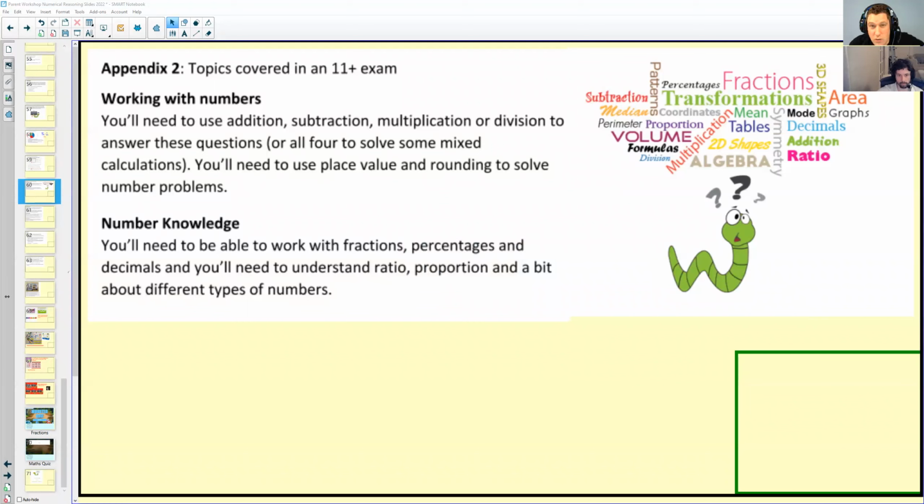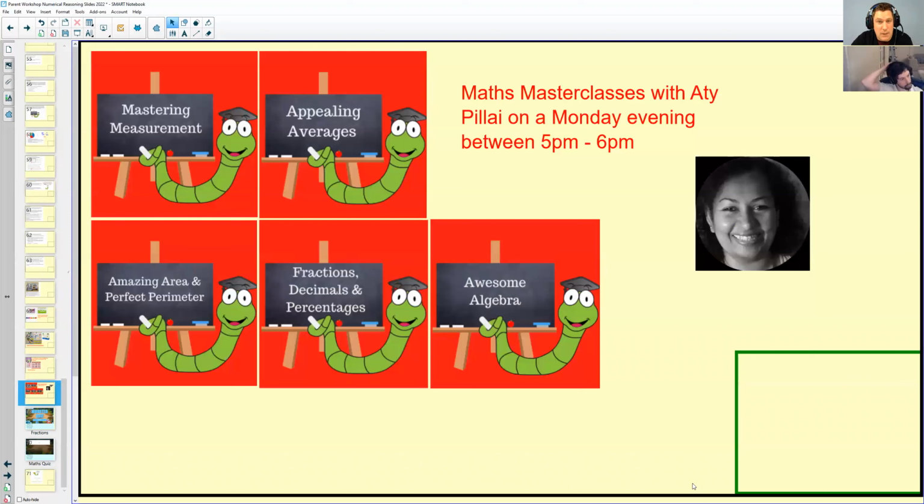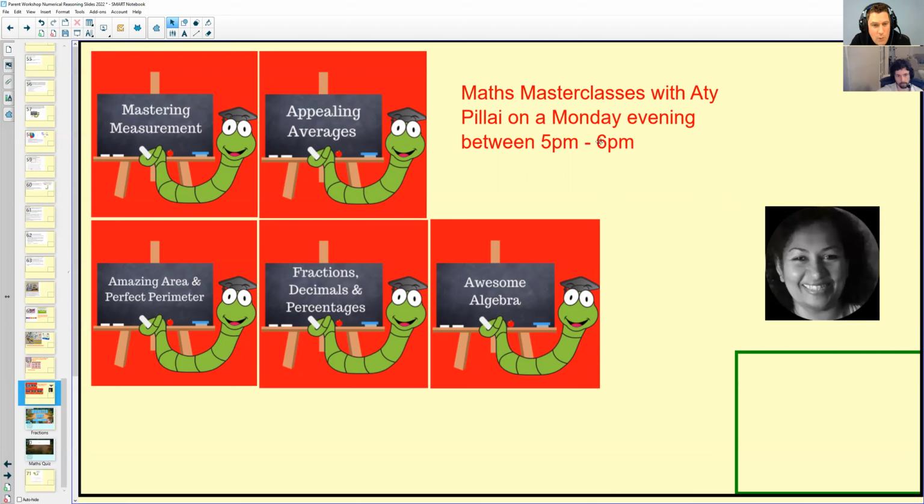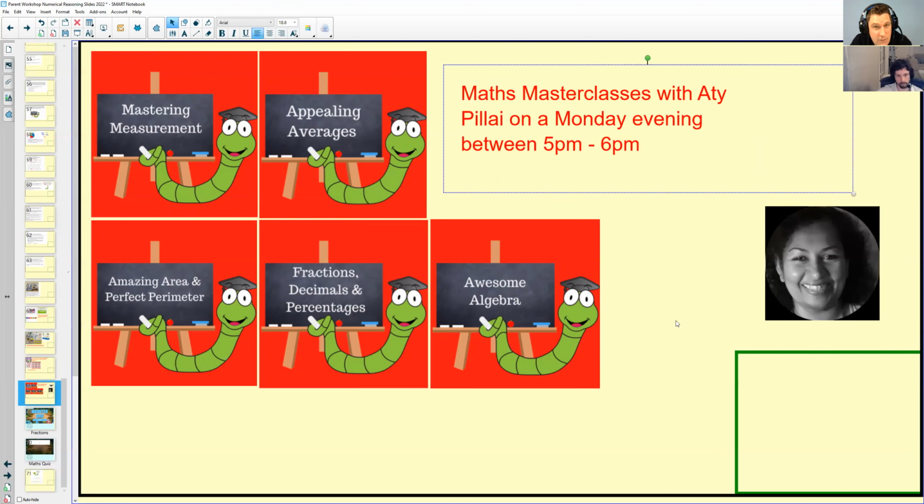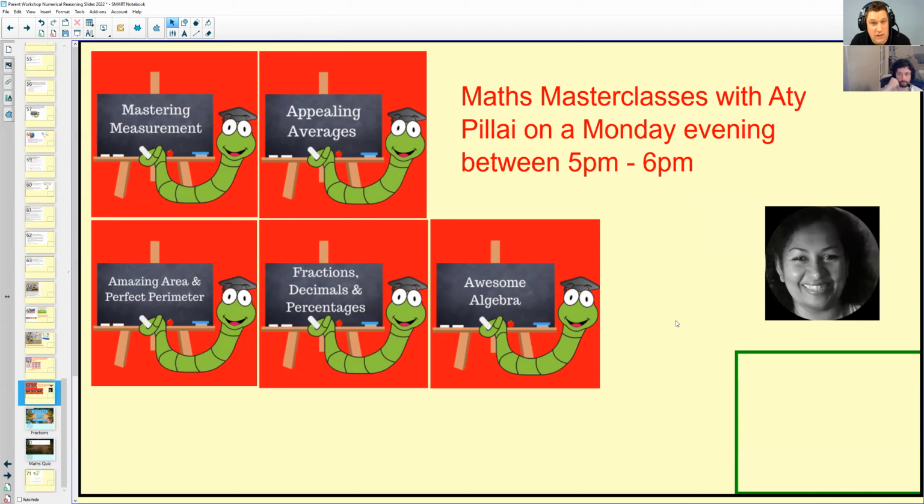We have also got a series of masterclasses that you're probably aware of on a Monday evening. Ati Pillai has started those. They started on the 10th of January. Unfortunately, at the moment, they are full. Those lessons have actually sold out. So we had to ask Ati if she wanted to do an extra lesson from 6 to 7. She very kindly said she'd be more than happy to do that.